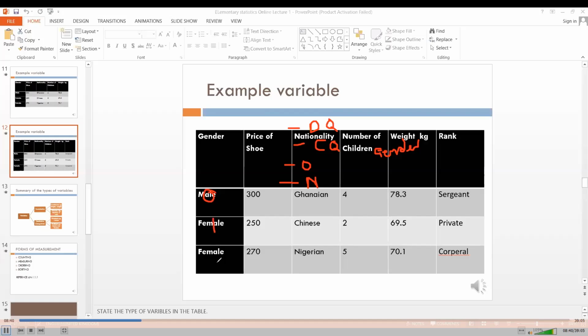Male. Then you inform the computer that 0 means male. It doesn't mean that female is higher than male, okay? That is how we do the coding. Very well.